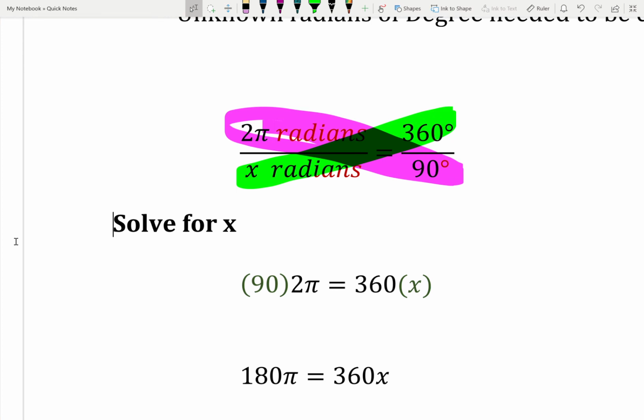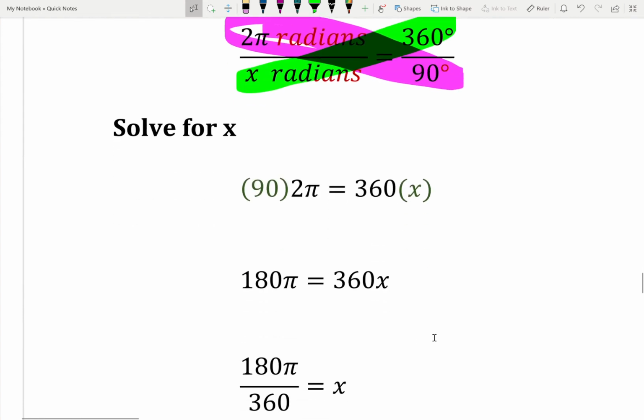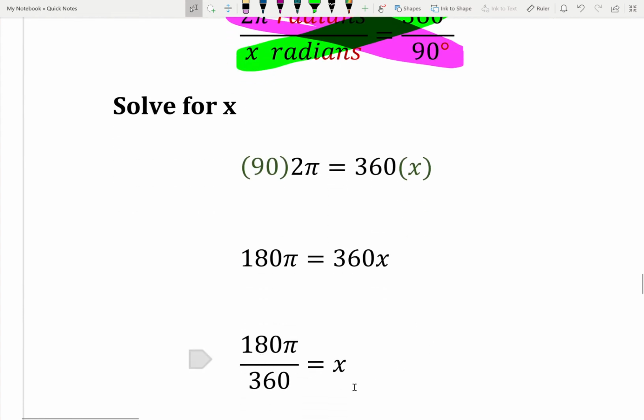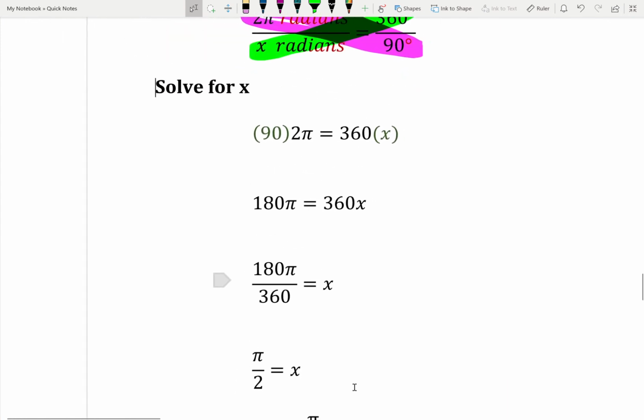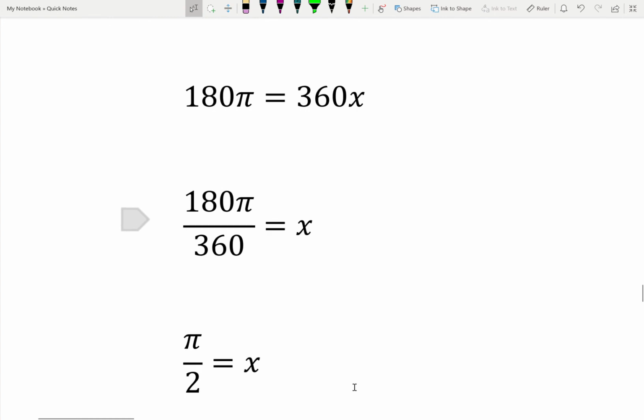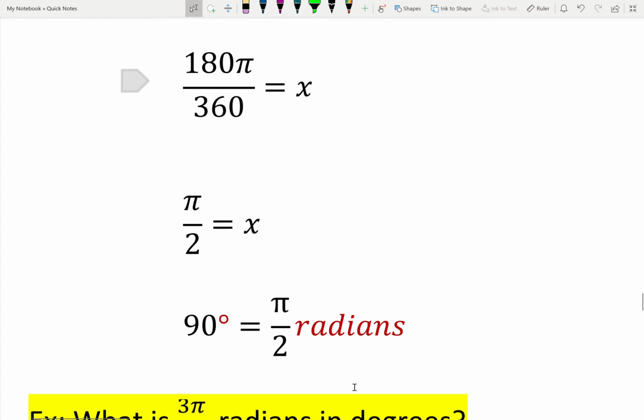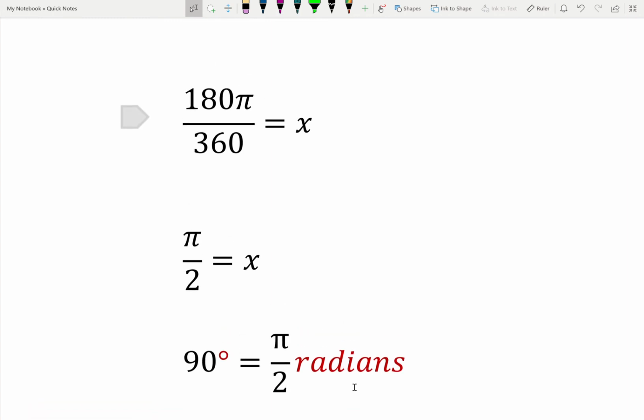Okay, so the next step, I'm multiplying 2 times 90, which is 180, and I'm just leaving everything else alone. So the last thing I need to do is isolate x. So the only thing connected to my x is this 360. So I'm going to go ahead and divide both sides by 360, and I'm going to simplify. So that means 90 degrees is equal to pi over 2 radians.